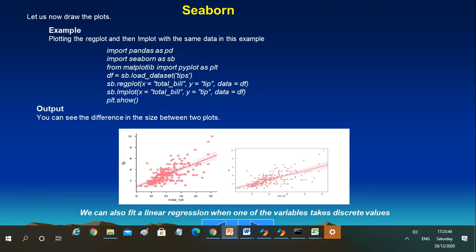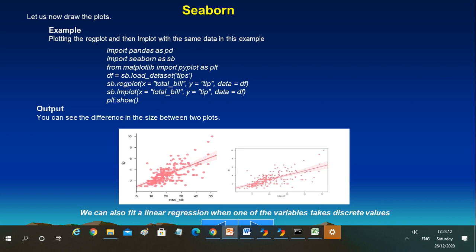So import pandas, seaborn, matplotlib, dataset is tips. Regplot is equal to sb.regplot, x is equal to total_bill, y is equal to tip, data is equal to df. sb.lmplot, x is equal to total_bill, y is equal to tip, data is equal to df. So both the plots, regplot and lmplot, are being printed here, and when you execute it, you can see the difference between the sizes of the two plots.